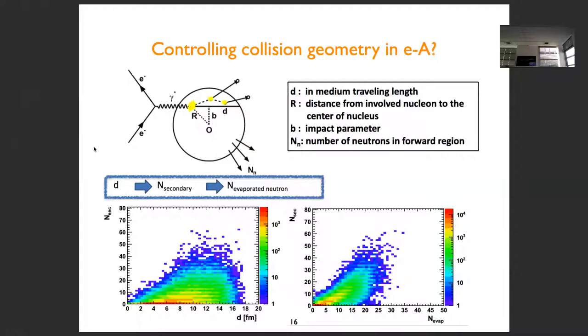In the billiard ball model, it doesn't happen, because you're not hitting into the billiard ball. Right, that's what I'm asking. In the billiard ball model, if you have a peripheral collision, you just kick out this one. You don't have anything else, so you don't have these other wounded nucleons, and you don't have any evaporation. Whereas if you kick this one, then you have lots of collisions with these.